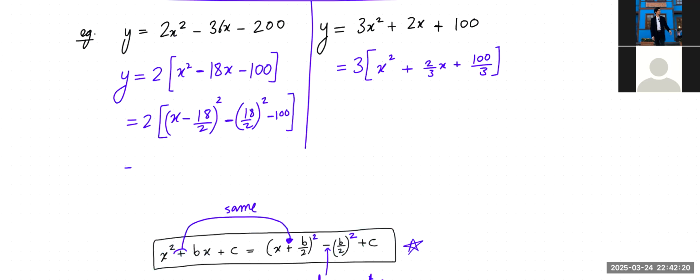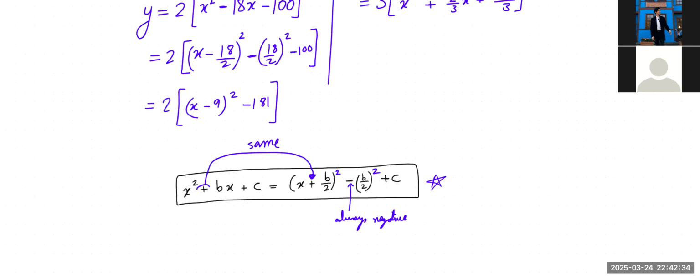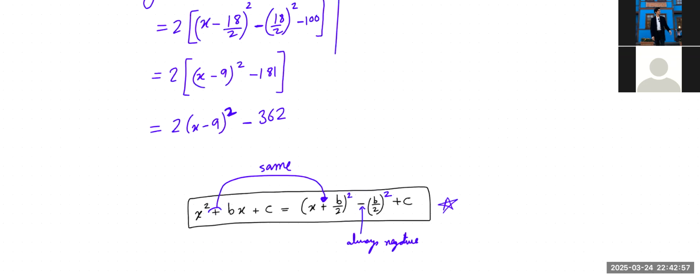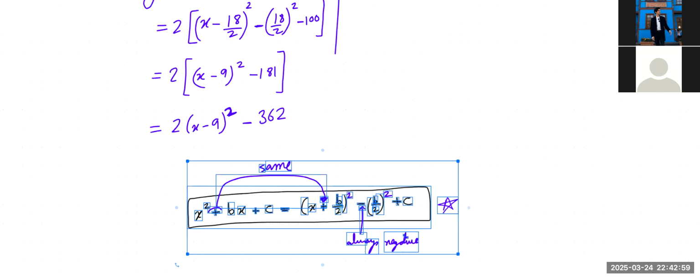Remember, keep the 2 outside for now. 2 times (x minus 9) whole squared. This is going to be 9 squared, which is 81, so minus 81 minus 100, which is minus 181. Don't forget to open up the 2 at the end, but do not put it in the square. Keep it outside the square. You cannot multiply it inside the square because it's locked in by a square first. What is 181 times 2? It's 362, because 180 times 2 is 360, and one more 2 makes 362.